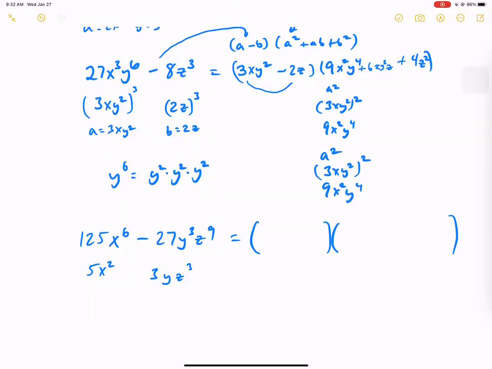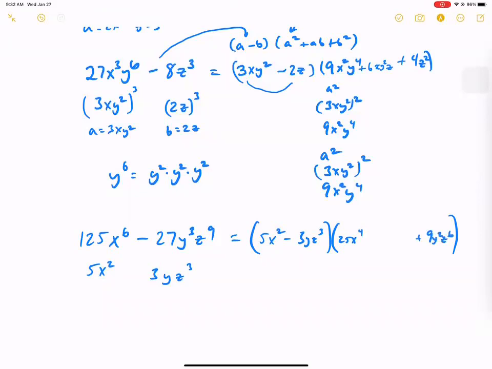All right, let's see if we can get it. So first one is free, right? First one's free. That's a minus sign, stays minus. The rest, we're going to have to square the front, square the back. That's going to be 25x to the fourth. And the back is going to be 9y squared z to the 6.